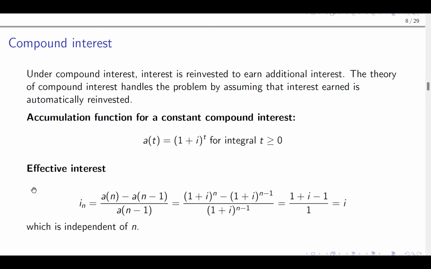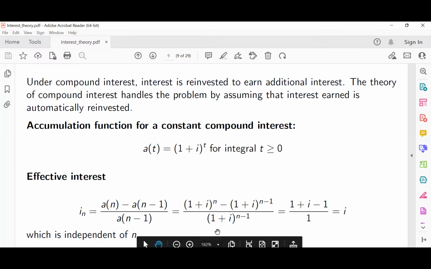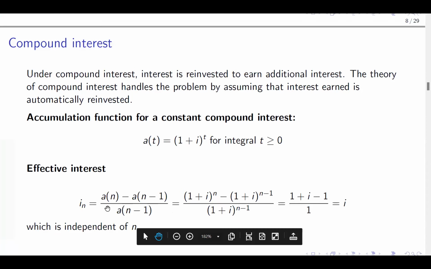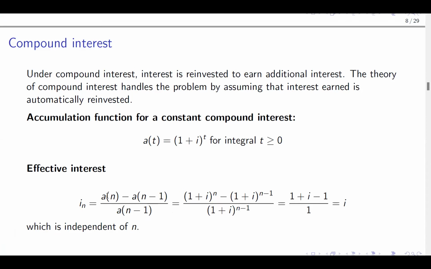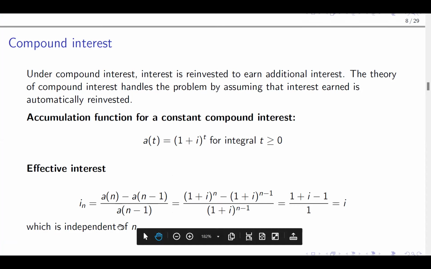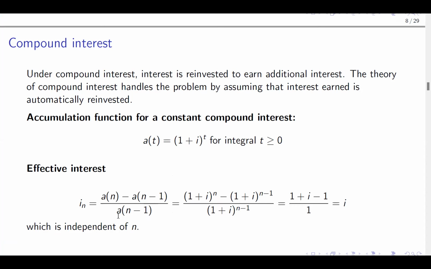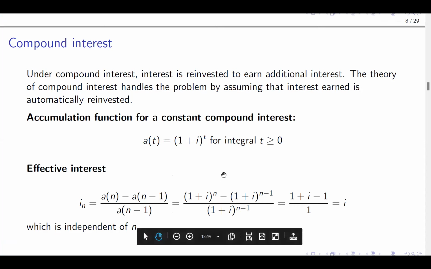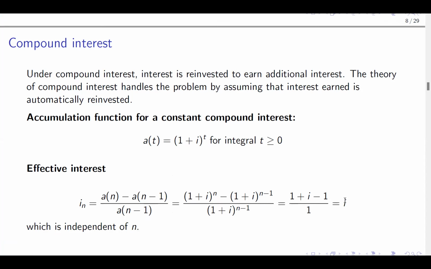And the effective interest rate is the amount of interest, that's the difference between what you earned at the end minus what you put in at the beginning, all over what you put in at the beginning. So that's the difference in the amount functions over the amount function at the beginning of the period. And if you simplify on and on, you come back to i, okay?